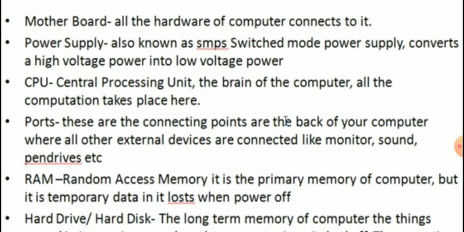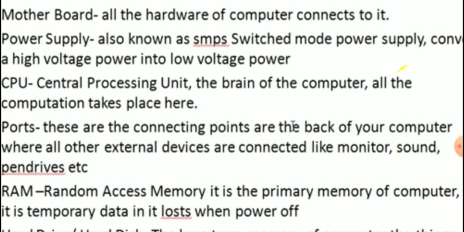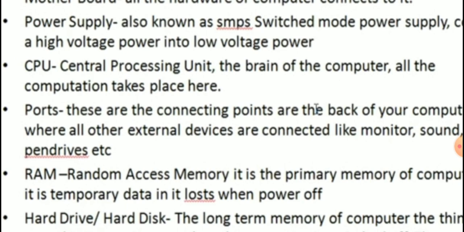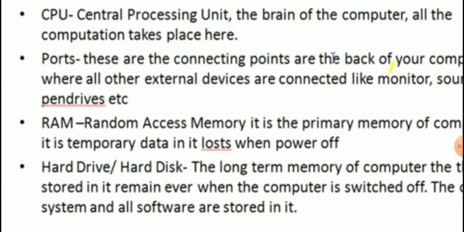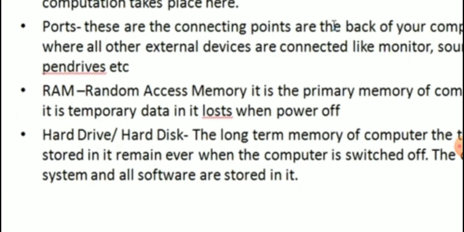Next, CPU, Central Processing Unit, the brain of the computer. All the computation takes place here. So, all the instructions are carried out by the processing unit. Next device is ports. These are the connecting points at the back of your computer where all other external devices are connected, like monitor, sound, pen drives, etc.